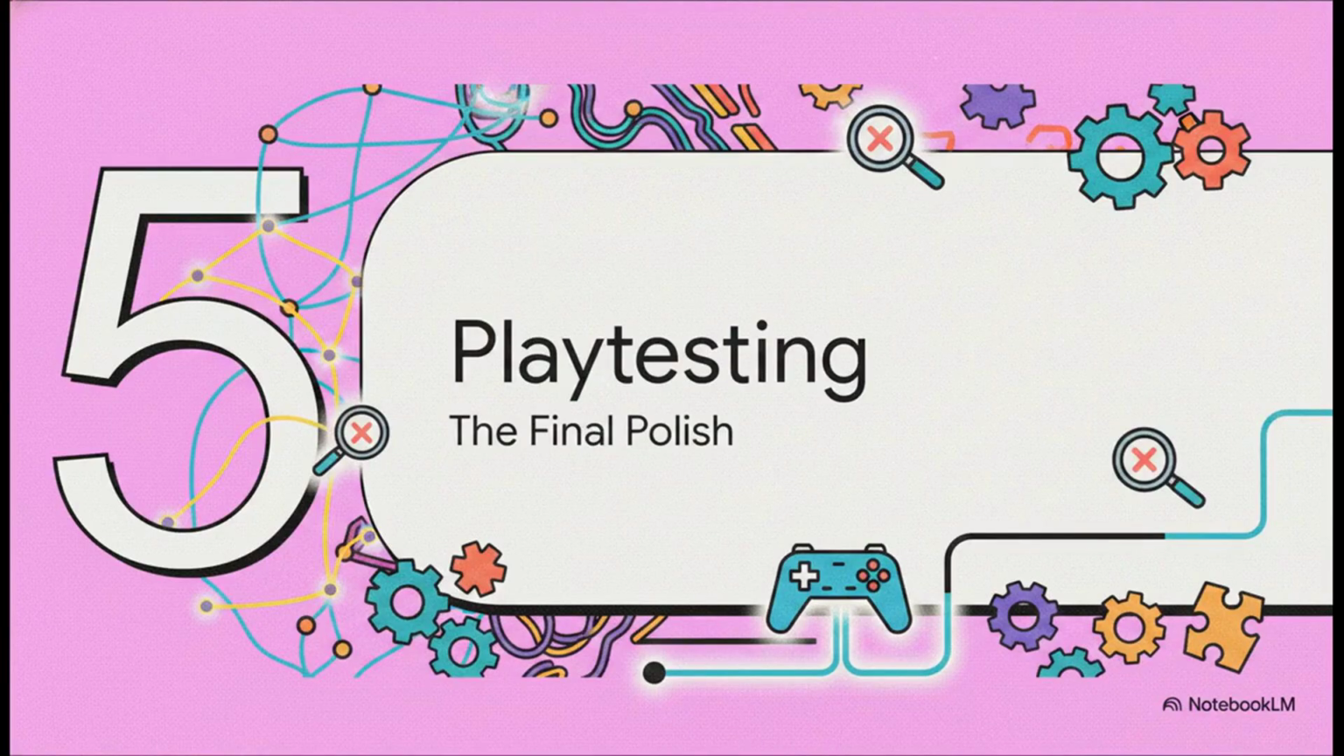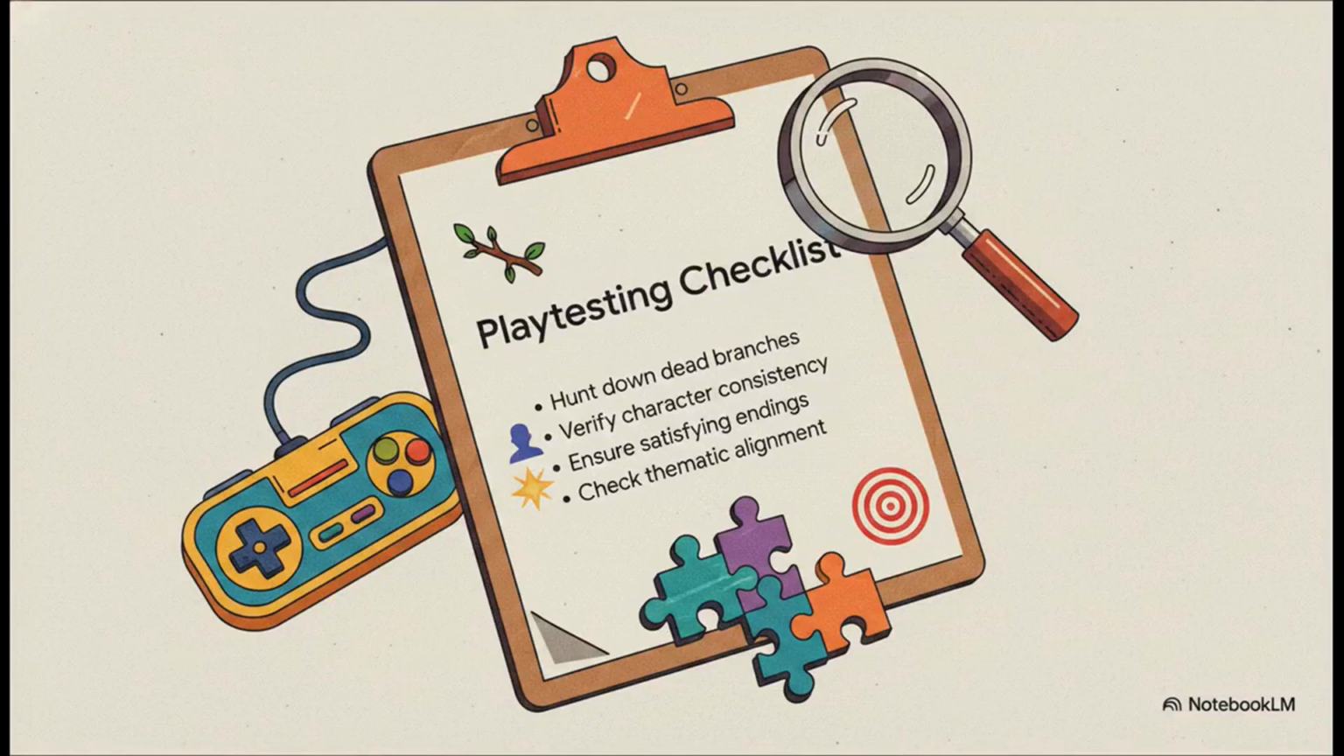Section 5. Playtesting for narrative coherence, the final polish. This is where you hunt down narrative flaws before the audience is ever handed the controller. Here is a rapid-fire playtesting checklist to run through with your peers. First, hunt down dead branches, those throwaway paths that are way too short or just boring. Second, verify character consistency. Third, ensure every ending, even the tragic ones, feels genuinely satisfying. And fourth, check your thematic alignment. Does every single path actually belong in the story you're trying to tell?